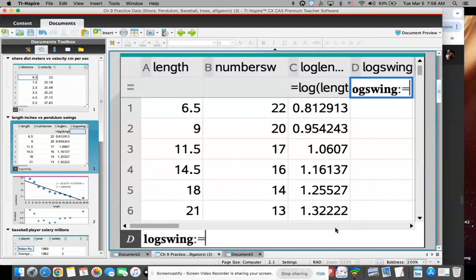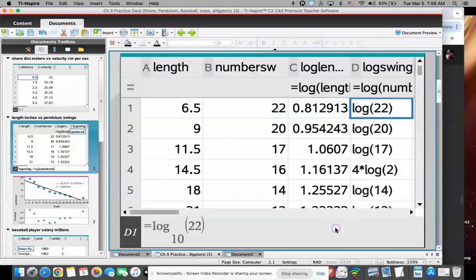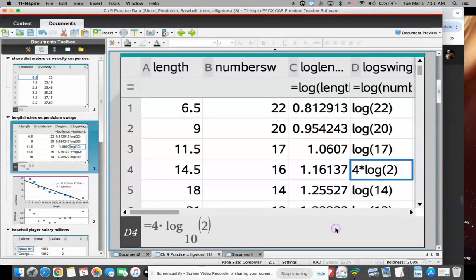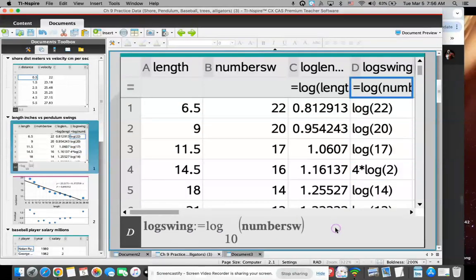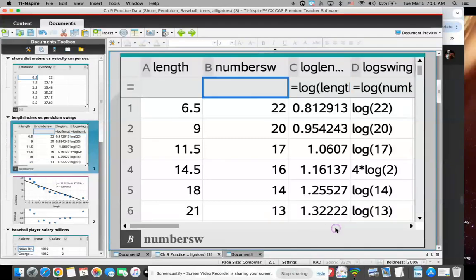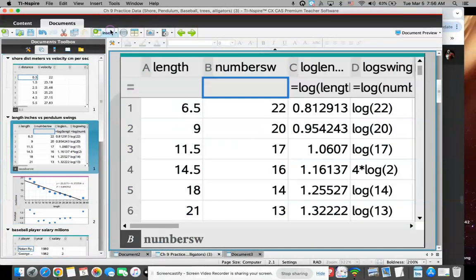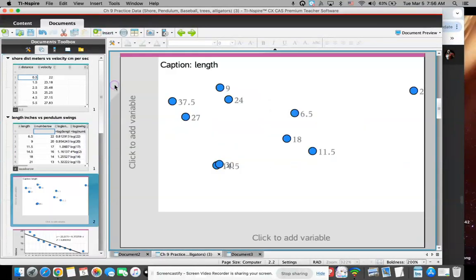All right, same thing over here, equals log, parentheses, and let's put in number swing. Number swing, it's just SW. That turned bold as well, so now I know it's recognizing the column. I hit enter, and it's doing the log of all those values. It's a calculator, so it's going to try to simplify things and stuff like that. Don't even worry about it. It's going to plot properly. So let's go here now. I'll leave that. Okay, let's put in a new data and statistics page.